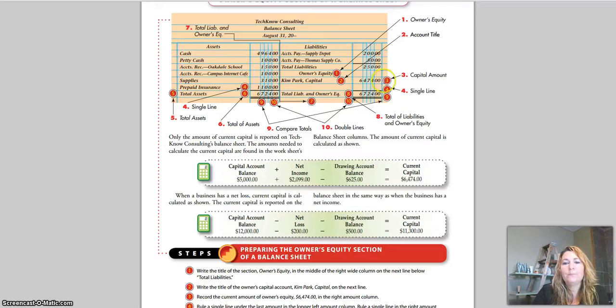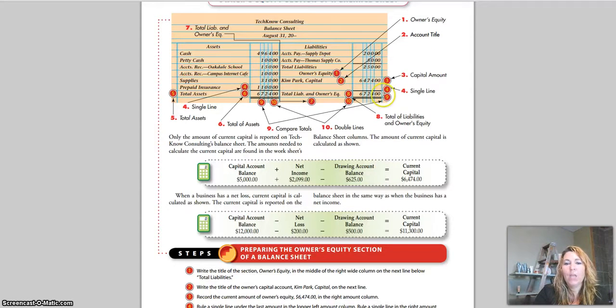In this chapter, this is probably the thing that most students will get wrong, because they're just going to copy the information from the trial balance. You have to figure your capital. You take the capital from the trial balance, add in the net income, subtract out the drawing.